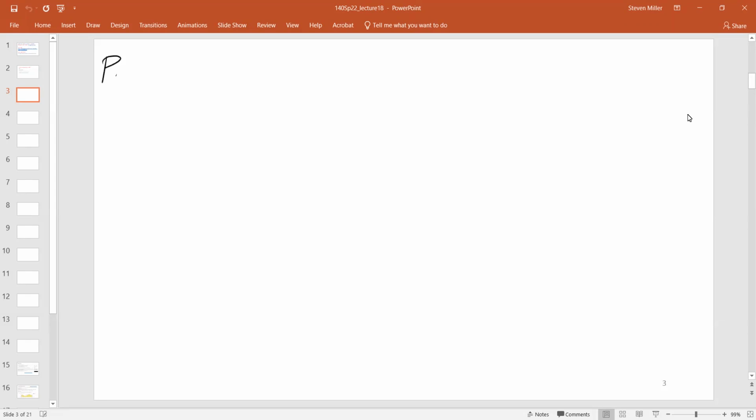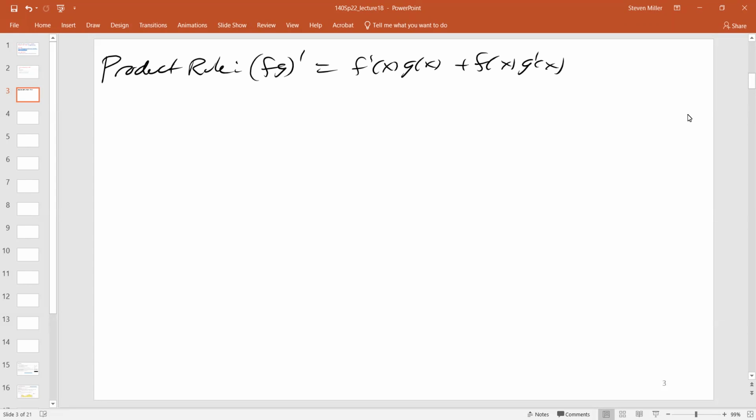Right, so the product rule. The derivative of fg is f prime of x g of x plus f of x g prime of x. We can prove this. And the way we prove this is we add zero in a clever way. Does anybody remember how we motivated it? What did we do to build up evidence in favor? Does anybody remember?